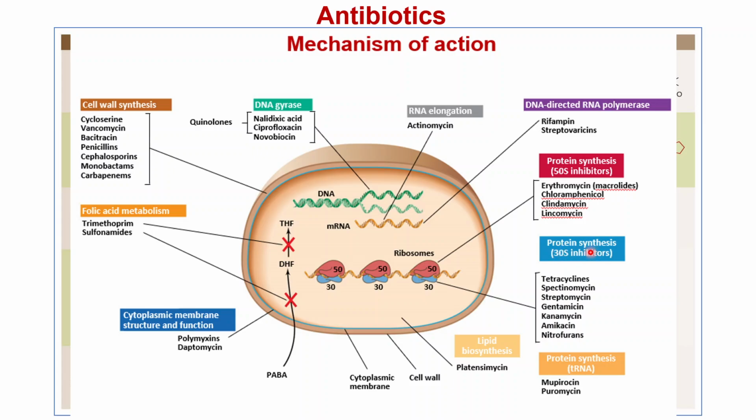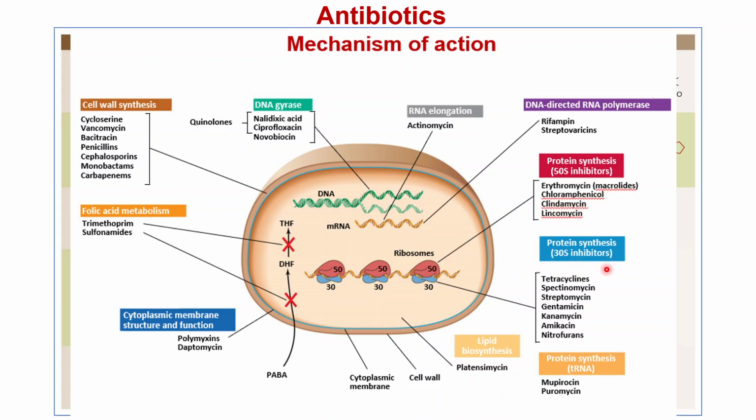Then we have the protein synthesis inhibitors, like 30S inhibitors. We all know that the prokaryotic ribosome, like the bacterial ribosome, has two subunits: one is the 50S subunit and the other is the 30S subunit. The inhibitors which bind with the 50S subunit and inhibit protein synthesis are erythromycin, which are the macrolides. We have chloramphenicol, clindamycin, and lincomycin.